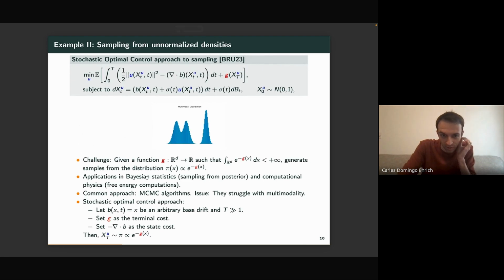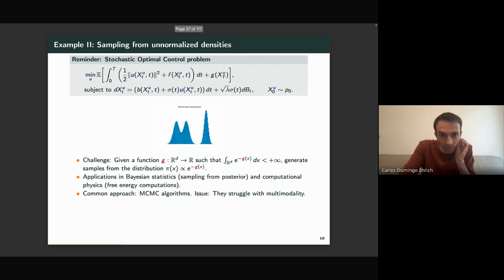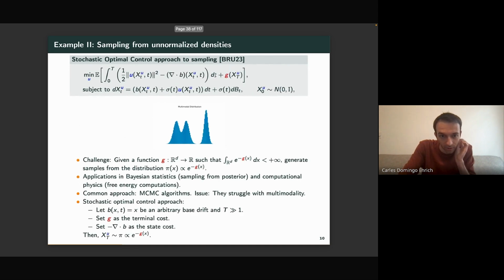And it's nice because there's a stochastic optimal control approach to sample from this. So the only thing you have to do is set particular values for F and G. So this is the original problem. F and G are arbitrary. And if you set B to be just identity, you set T to be as large as possible, you set that function G to be the terminal cost, and the state cost you set to be minus the divergence of B, which is just a constant, then for the optimal control, you'll be able to basically simulate the controlled SDE and take the very last iterate, and you'll be guaranteed that this is a sample from pi.